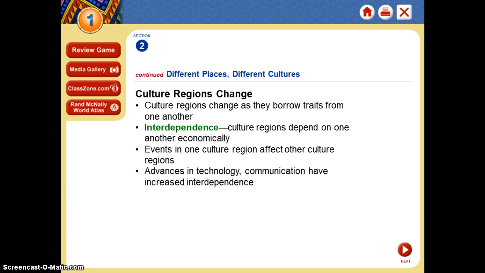One thing that has greatly increased interdependence is technology and communication. As I mentioned in the previous lesson, you can Facebook someone on the other side of the globe instantly. We have never had that in our entire existence as a species. And we can only expect technology to grow by leaps and bounds. So, in turn, we probably can expect greater interdependence. But to sum it all up, culture regions change and they evolve over time because they borrow culture traits from one another as they interact.